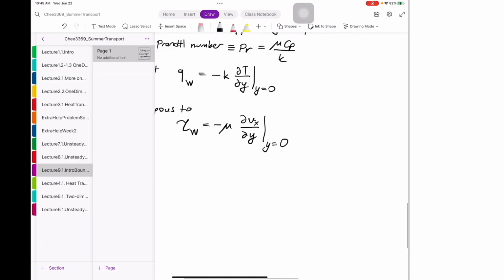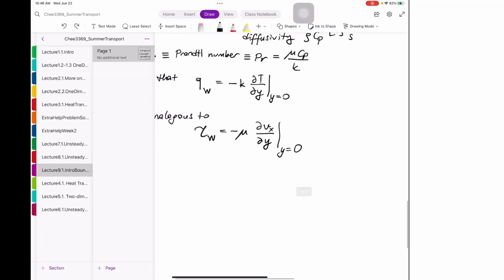Do you know the name of this formula, by the way, which is very similar to this thing? That's Newton's law, right? That's also called Newton's law.